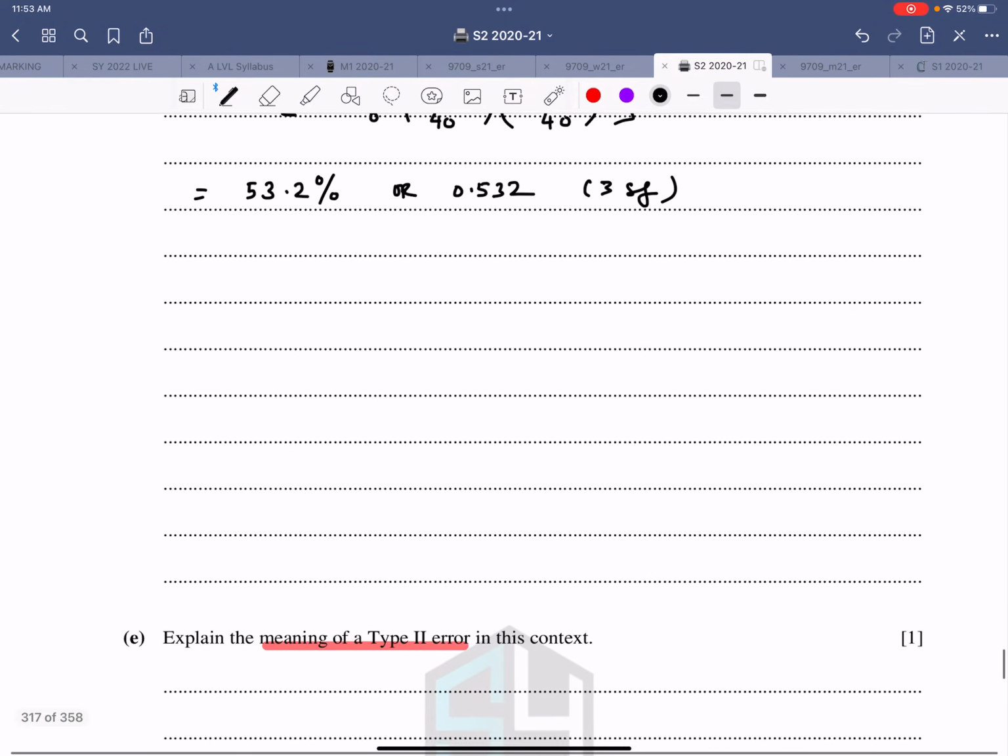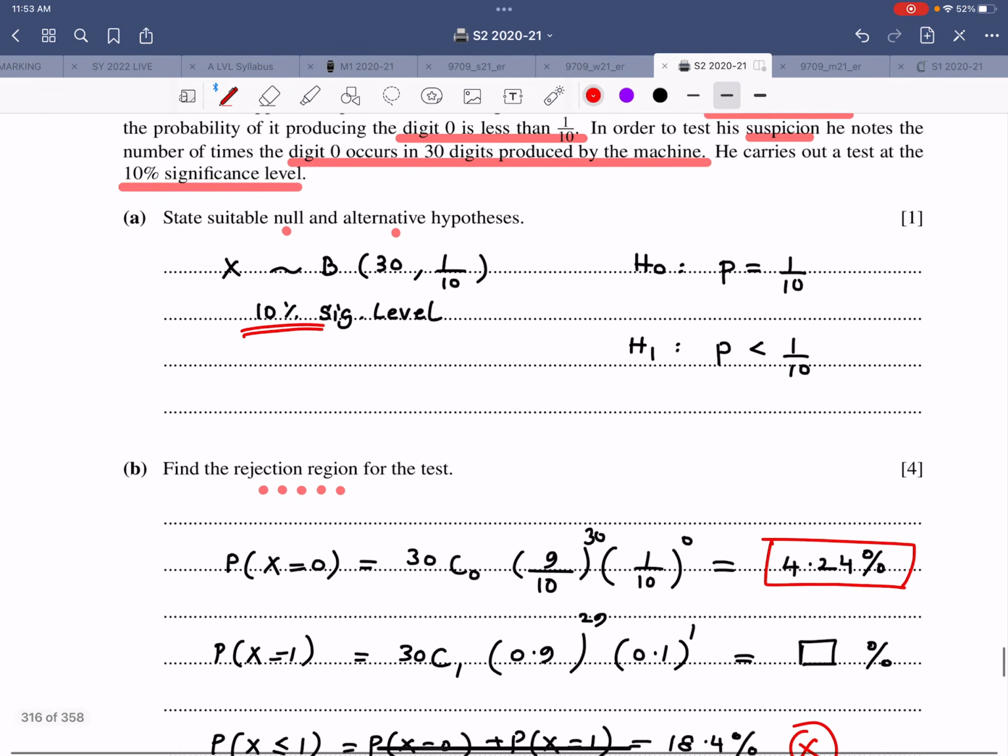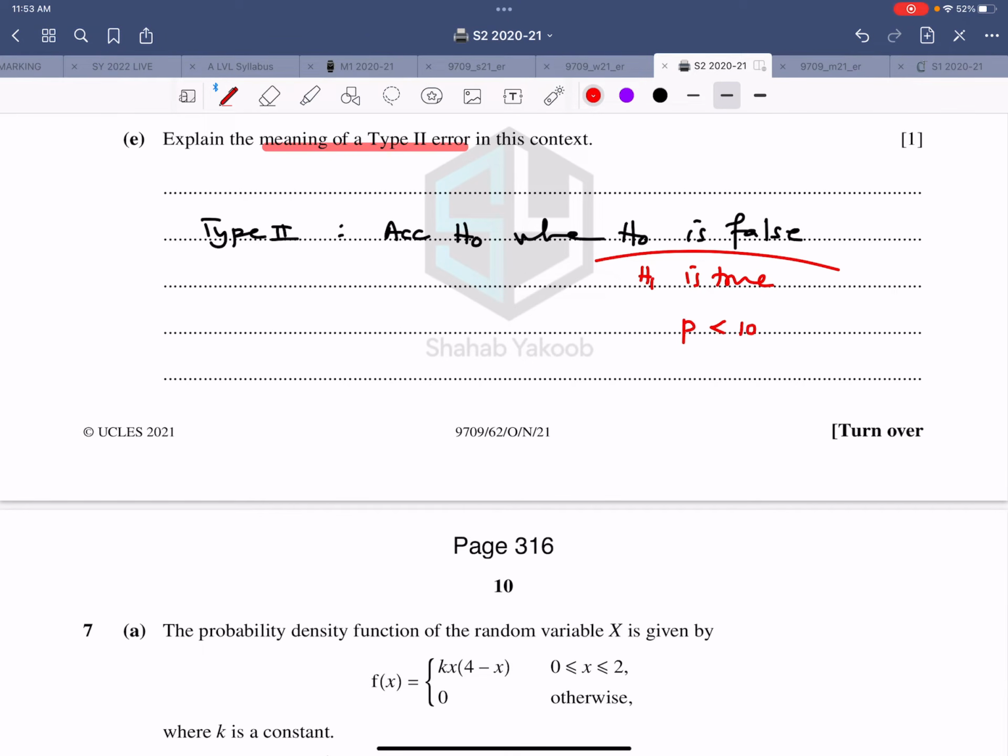Now it says, explain the meaning of type 2 error in the context of this question. What is the meaning of type 2? That is, accept H0 when H0 is false. So now when H0 is false, H1 is true. When H1 is true, what was H1? H1 is probability of success is less than 10%. So p is less than 10%. But we are accepting H0. We are accepting that the probability is 10%.